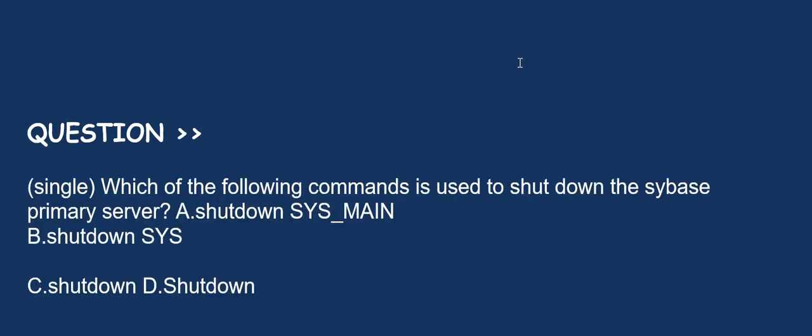The next question is, which of the following commands is used to shut down the sys primary server? Option A, shutdown sys_main. Option B, shutdown sys. Option C, shutdown in which s is written in lowercase. And option D, shutdown in which s is written in uppercase. Correct answer is option C.